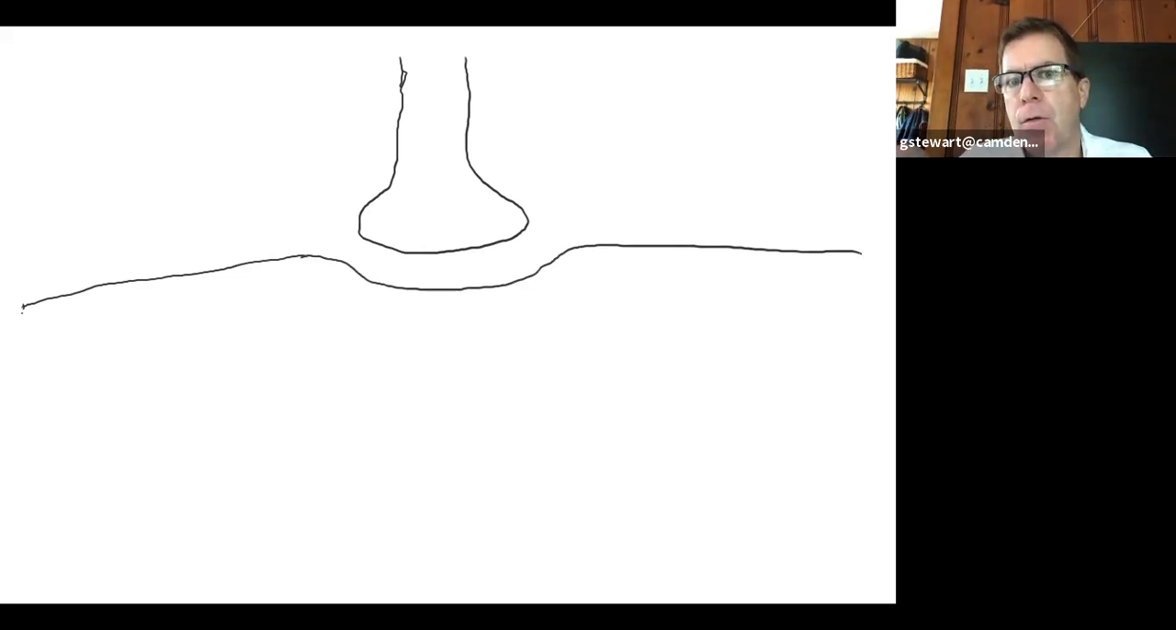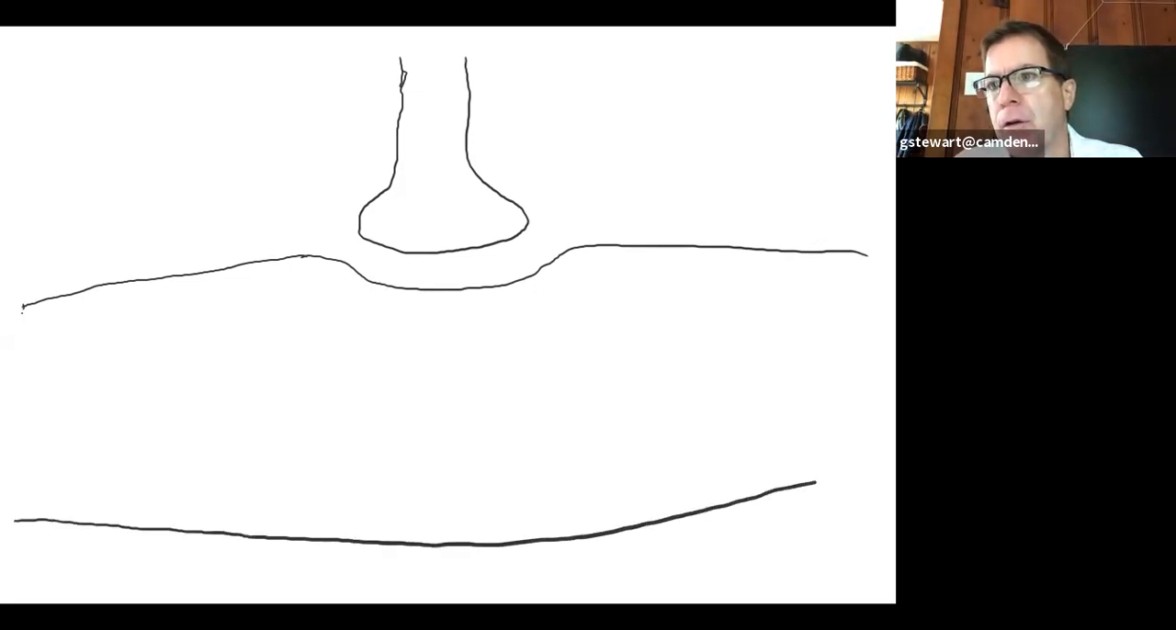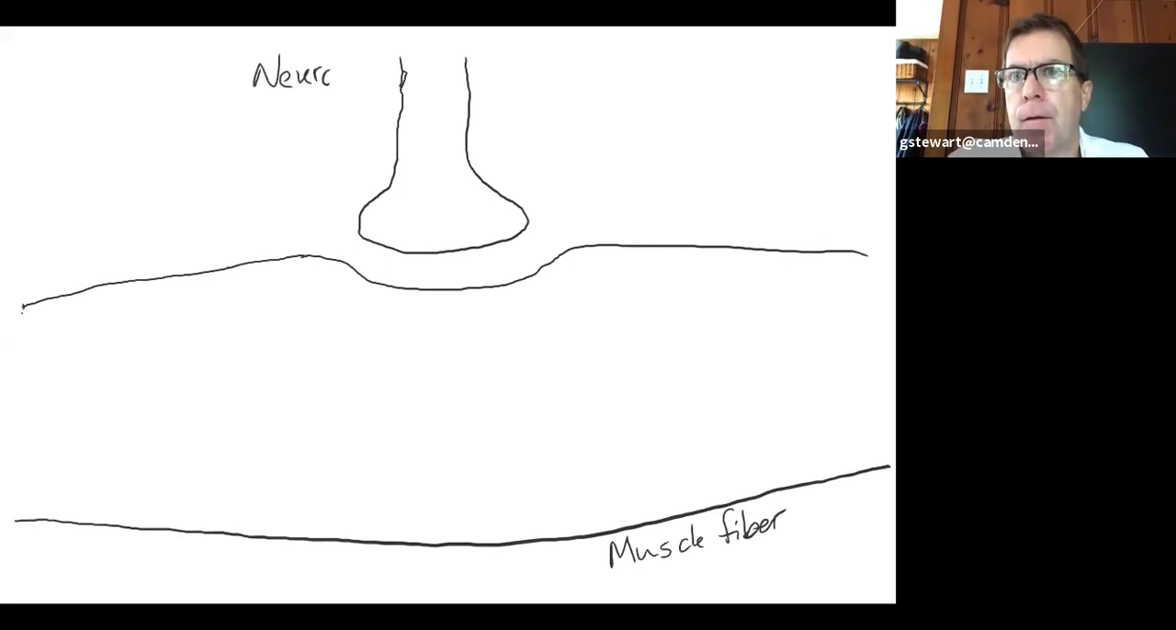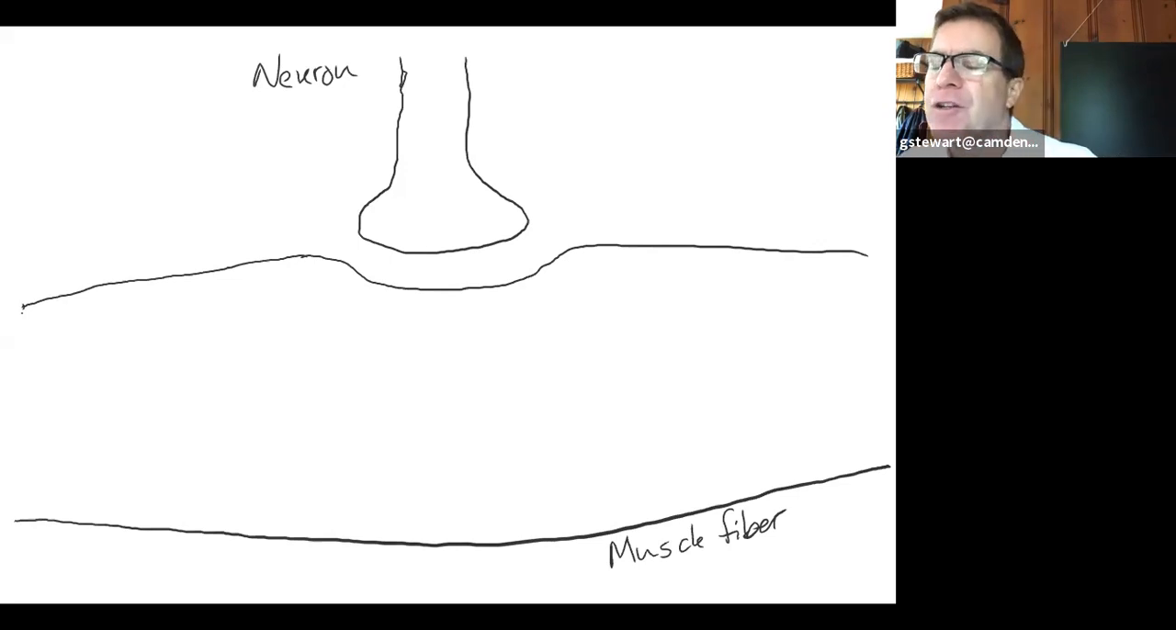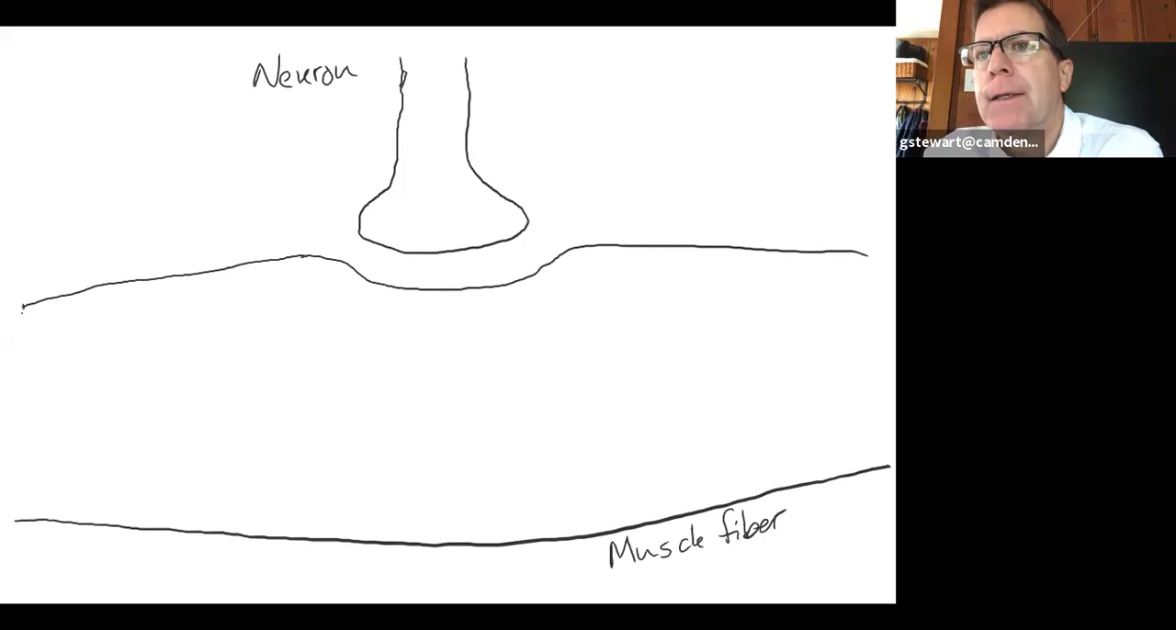A muscle cell, as you know, is long and cylindrical. I'm going to make it extra wide and fat because we have to fit a lot of stuff in this picture. So this is the skeletal muscle cell. I'm just going to write muscle fiber. This is the neuron. Technically, it's called the axon terminal of the neuron, but we'll learn that in the nervous system next.